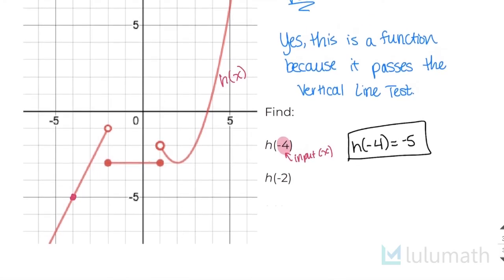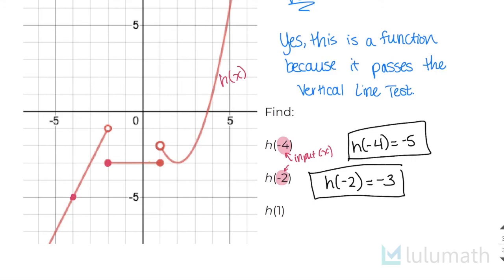Now I'm going to find h of -2. Again, same thing, this -2 is still my input, or my x value. When I go to -2, because right here we have an open circle, it is not my output. My output is where my closed circle is. So this right here is my answer to this question, where we know that h of -2 is going to be equal to -1, 2, 3.